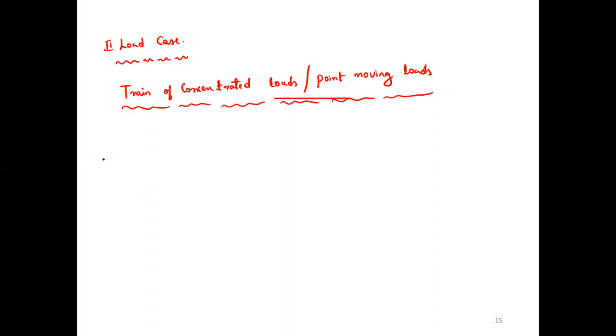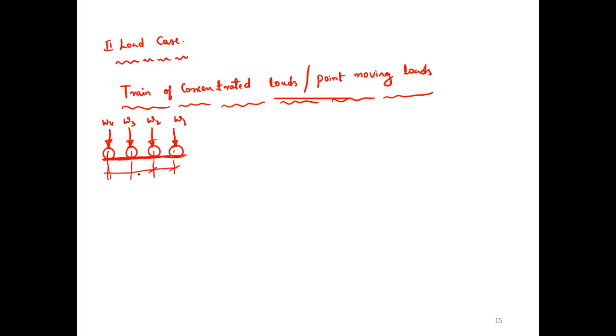So generally, in the previous case, we just considered UDL. But in this case, they are going to consider a train of concentrated loads. This is the best example for your bridge girder. So some vehicle, a loaded truck, is moving on your steel bridge or girders. These are all best examples of moving loads. W1, W2, W3, W4, with proper fixed distances, they will give the distances.